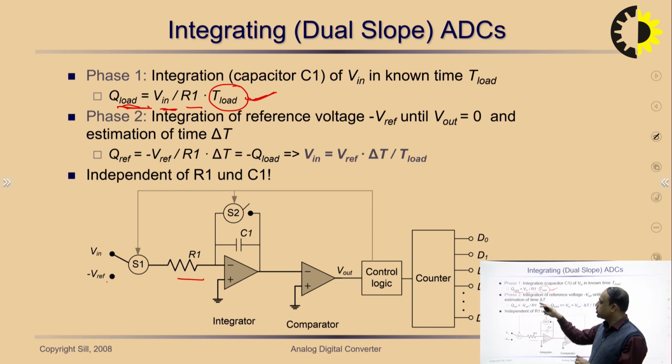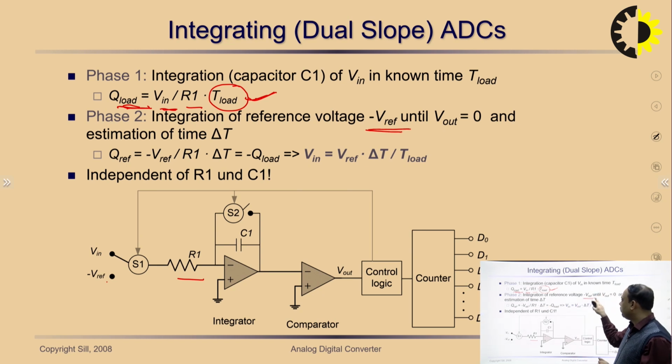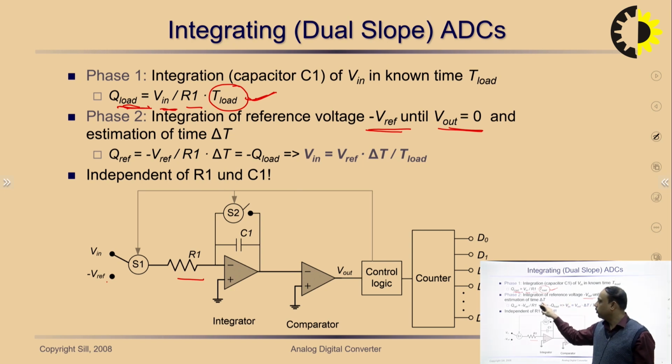So for phase 2, the integrator circuit takes the reference voltage, minus V reference, and integrates it until the output voltage V is equal to 0, in a fixed time at delta t. So the output voltage that is going to be integrated is equal to minus V reference divided by R1 times the time interval T1.